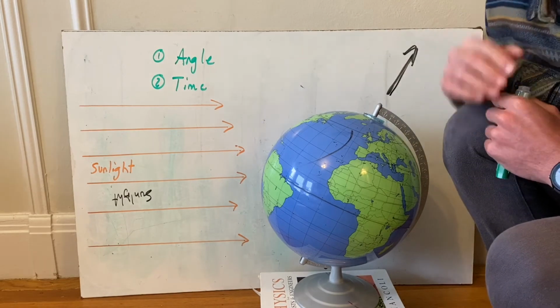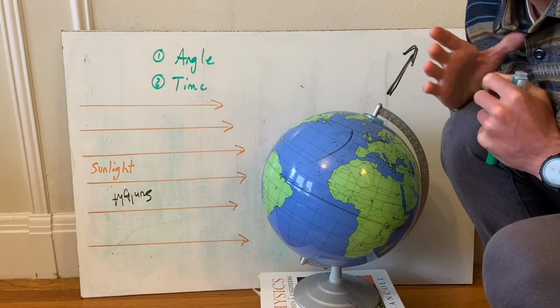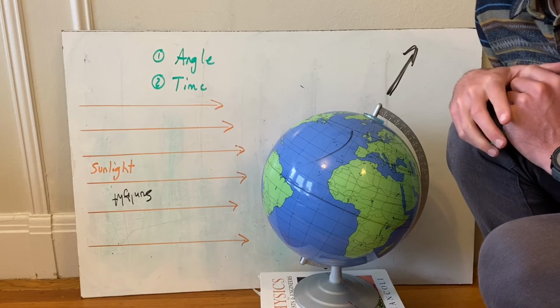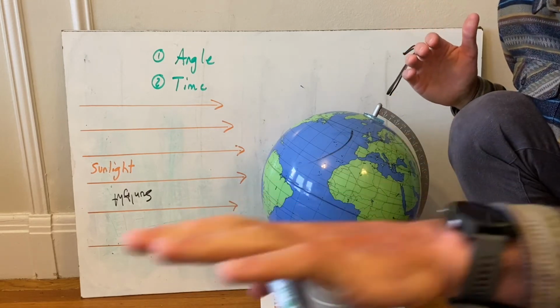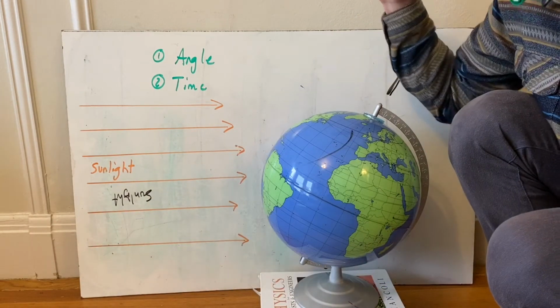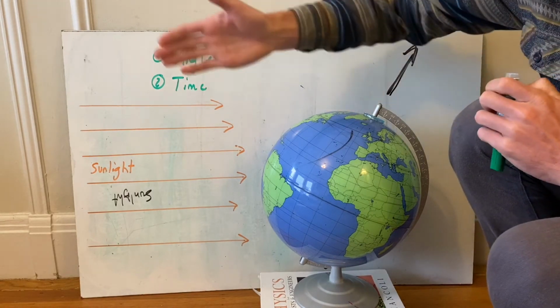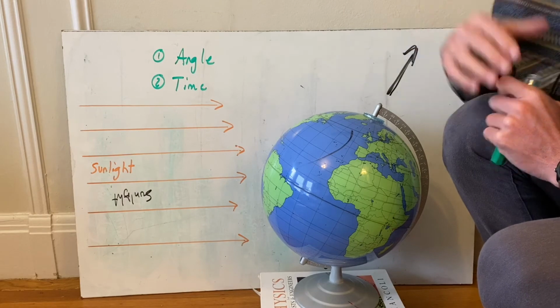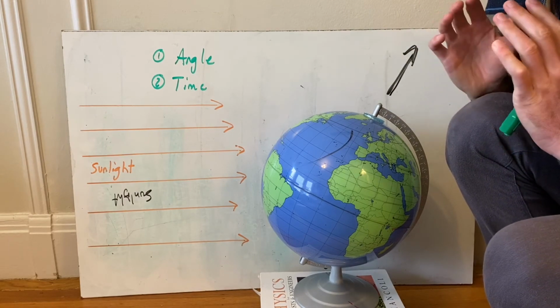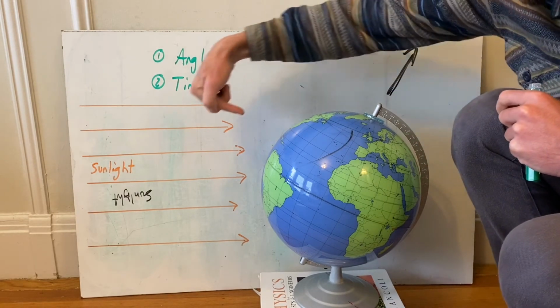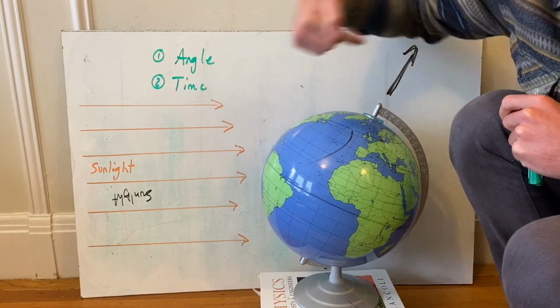Angle and time. Imagine it's morning time. You've got a long shadow. That sunlight from a low angle is not as intense as in the middle of the day when the sun is hitting you directly from above. The sunlight is less concentrated when it hits from a more oblique angle.